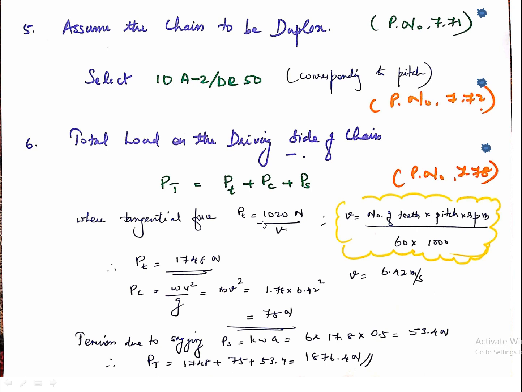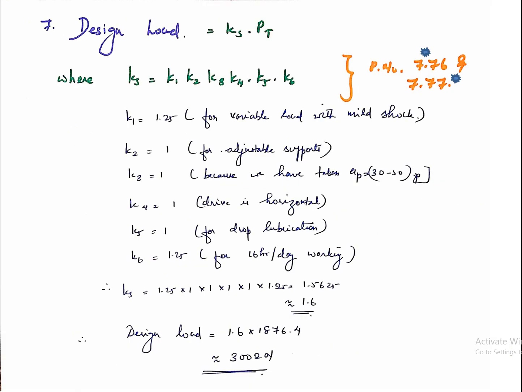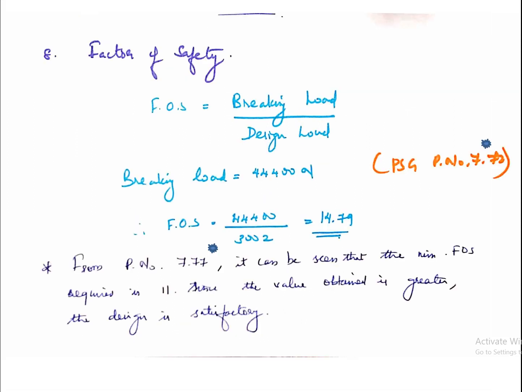Use the standard equation. All these equations are there in your data book. So directly substitute those values, you will get the total load. Multiply it with the service factor, and you will get the design load. Once you get the design load, find the factor of safety by dividing breaking load with the design load. The breaking load value you will be getting from the data book corresponding to the chain that you have selected. Okay, now on dividing that, you will get the factor of safety.